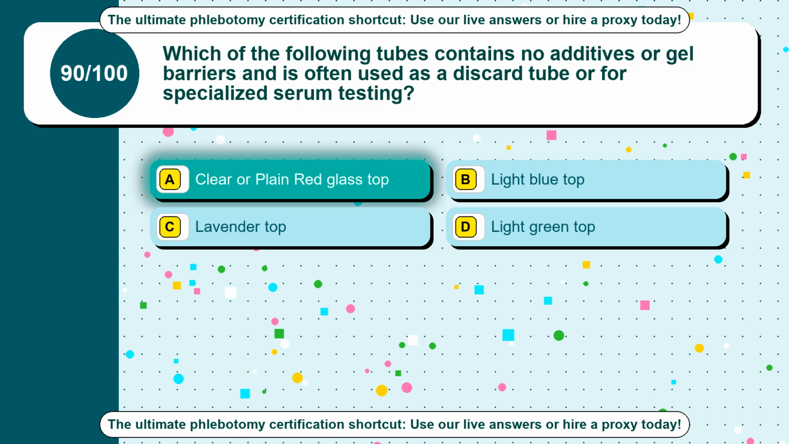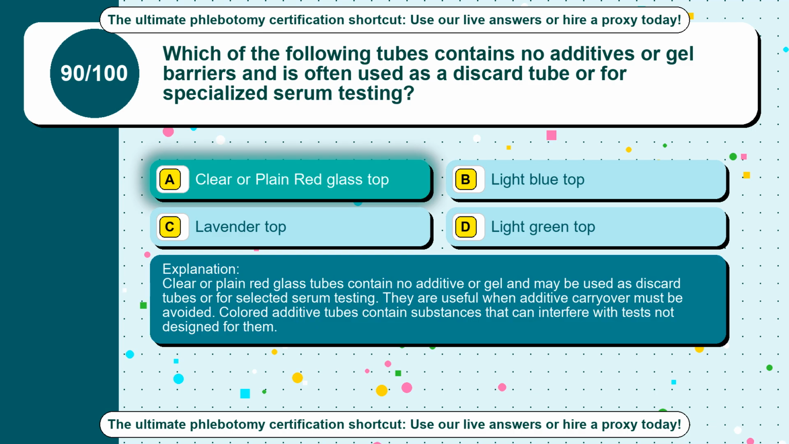The correct answer is option A, clear or plain red glass top. Clear or plain red glass tubes contain no additive or gel and may be used as discard tubes or for selected serum testing. They are useful when additive carryover must be avoided. Colored additive tubes contain substances that can interfere with tests not designed for them.